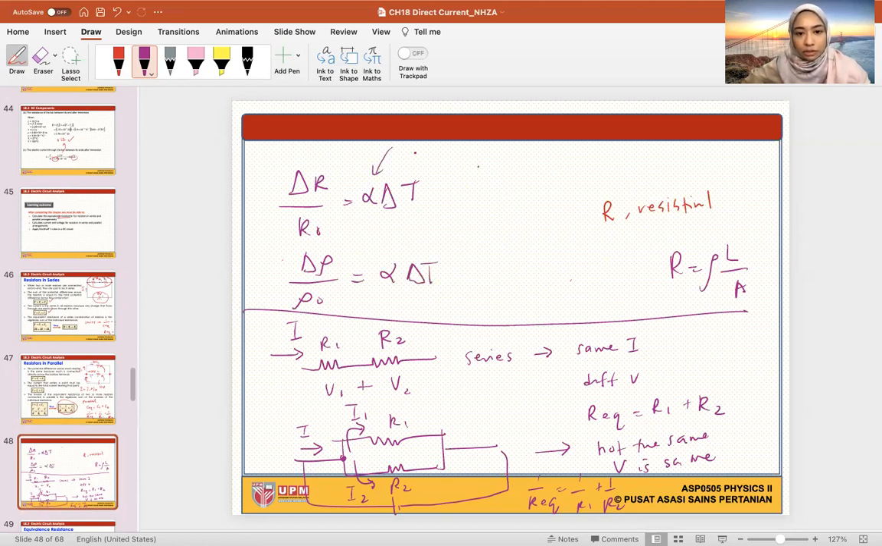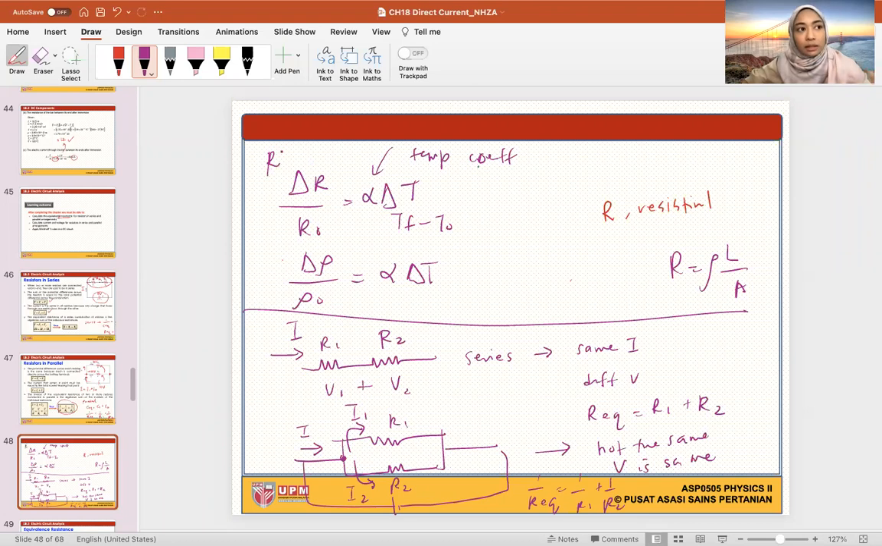Your alpha is your temperature coefficient. This is your T final minus T initial, or T naught, or T current minus T naught. Okay, so this is the change in temperature. So always start with current minus initial, or final minus initial. Always, delta will not change. So this guy is R.